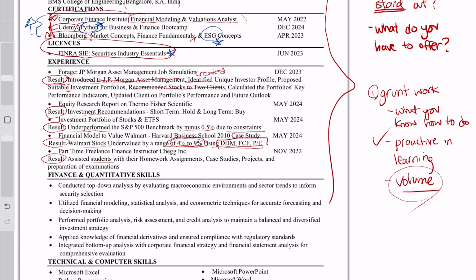You can say portfolio of unique investor profiles to propose suitable investments. And then in the next bullet point, you can put calculated the portfolio key performance indicators such as, and list out what they are specific to these companies.